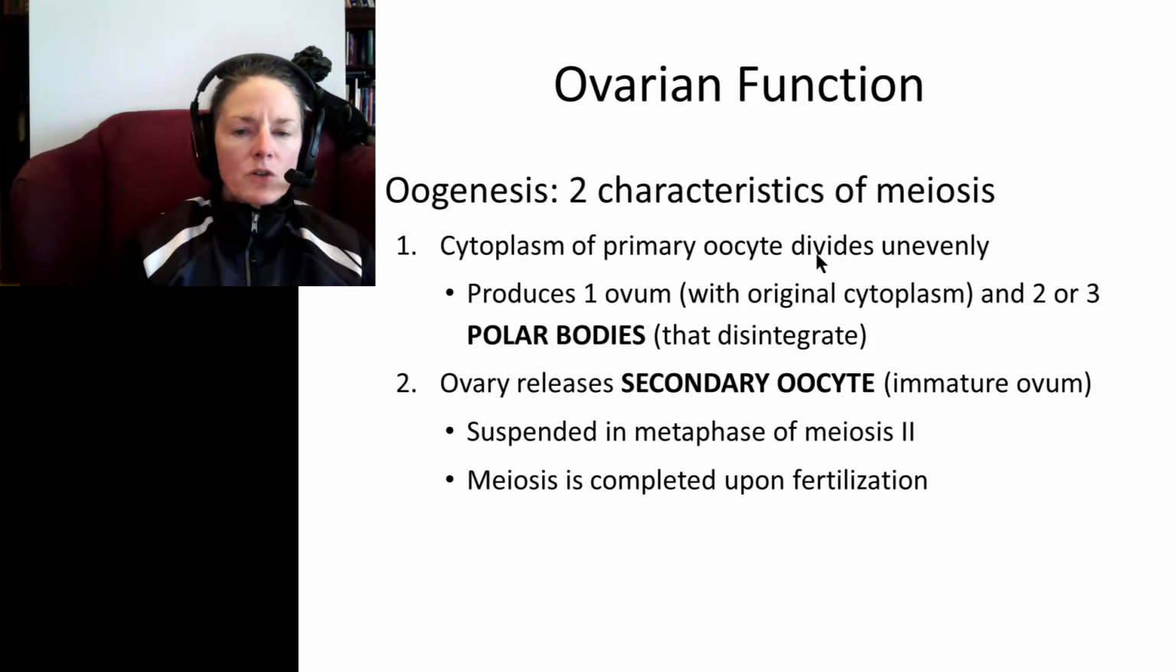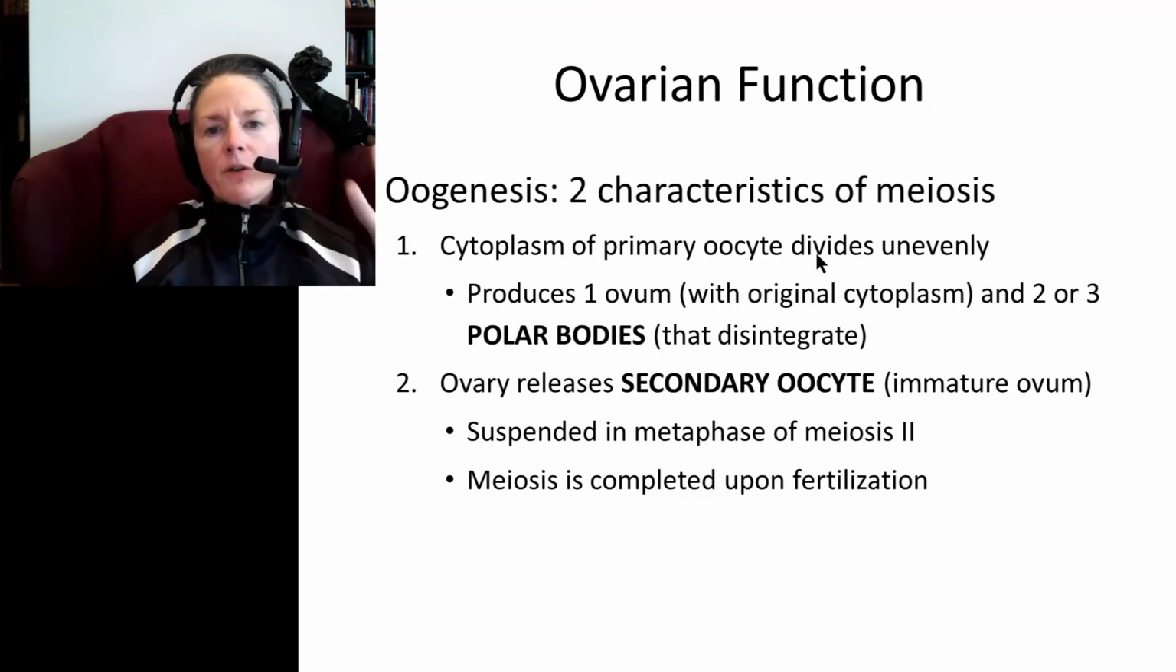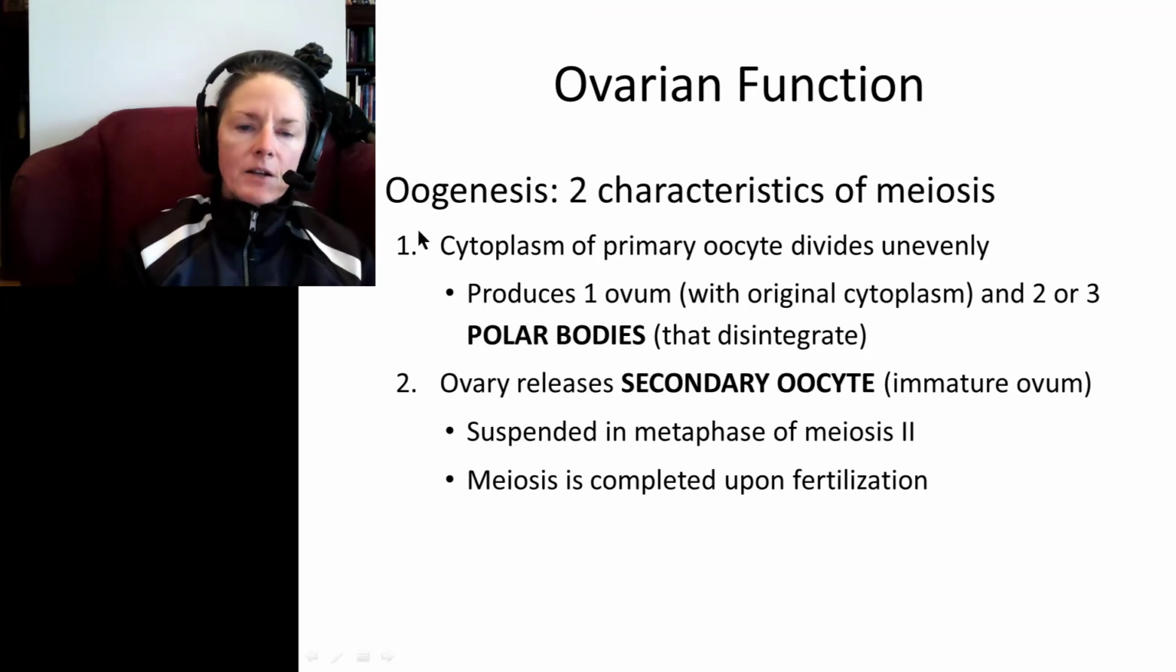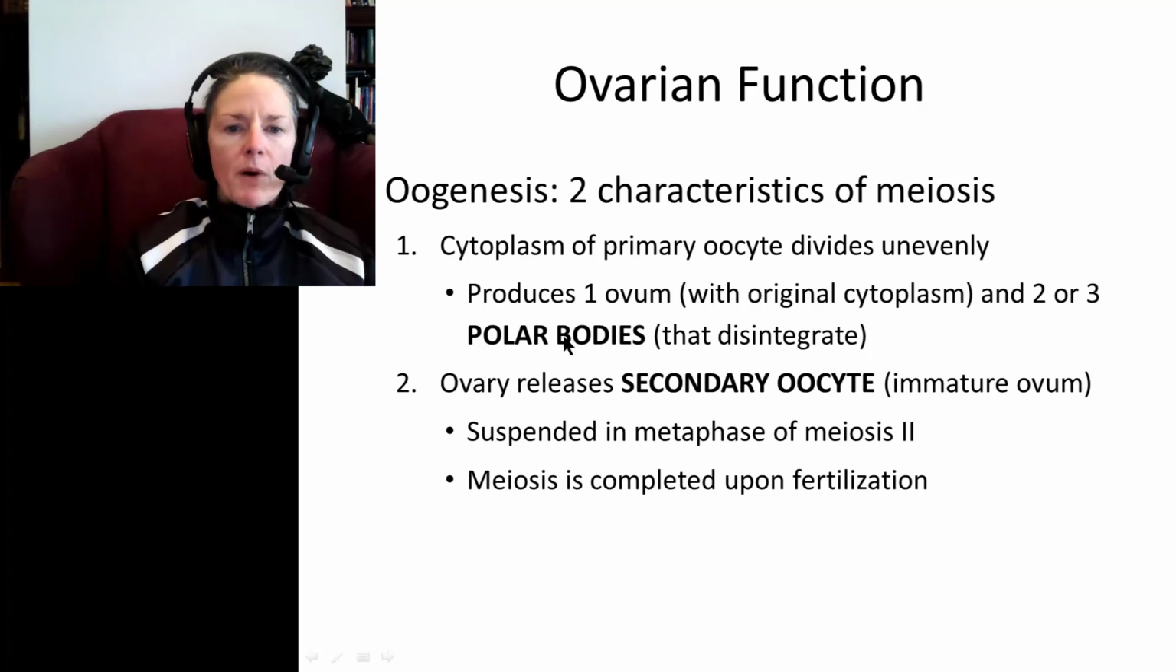So we didn't really go too much into the development of sperm, but with each meiosis, you're going to end up with 4 functional sperm. With females, you're only going to have 1 oocyte. And the rest are called polar bodies. And these are little things without cytoplasm, and they just disintegrate.